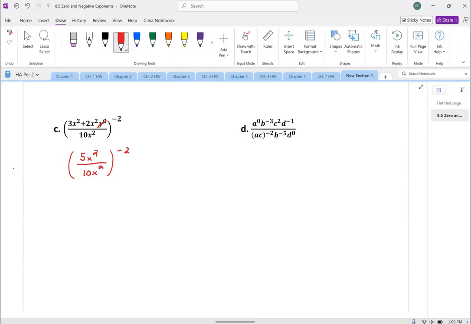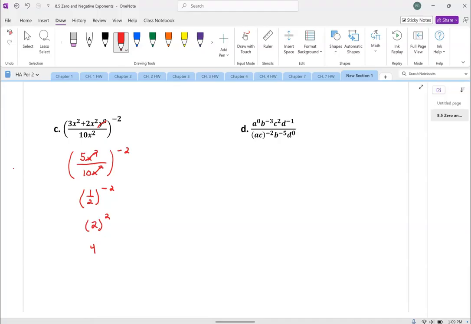Now that my numerator and denominator are simply factors, I could distribute the negative 2, but I honestly think it's a little bit easier to just keep simplifying. So notice the x squareds are going to cancel, and I'm left with 1/2 to the negative 2, because 5 over 10 reduces. Now, since it's a negative exponent and it's a fraction, this is one of our other laws, we can flip the entire fraction. So it's now 2 squared, which is 4. Again, I think it's easier in this case to simplify before we actually start using the negative exponent. All right, let's go to the next one.